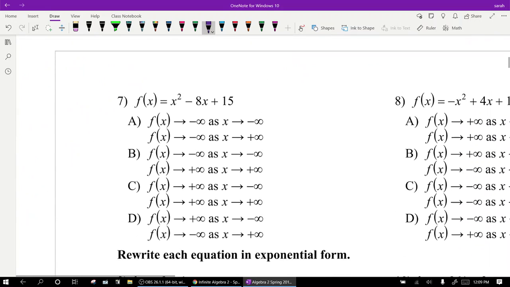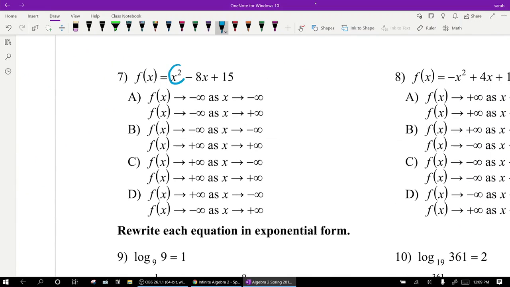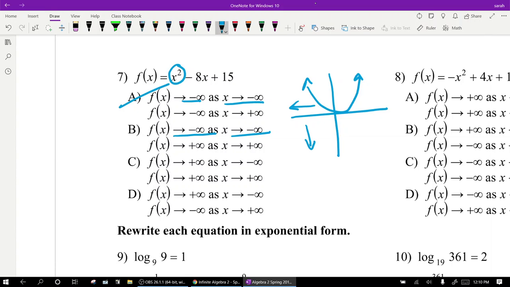Alright, number 7. This is an even exponent and it's positive. So that's just a parabola that we've seen and used many, many times. So we'll just draw what that looks like, a sketch. Alright, here we go. As x approaches negative infinity, y approaches negative infinity. Not true. Alright, let's try the next one. As x approaches negative infinity, y approaches negative infinity. Still not true. Alright, letter C. As x approaches negative infinity, y approaches positive infinity. That's true. As x approaches positive infinity, y approaches positive infinity. That is true, and that's our final answer.